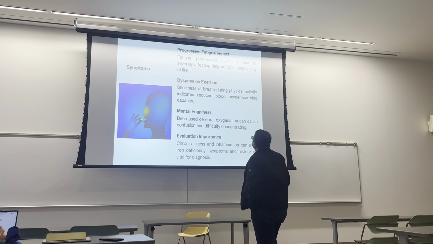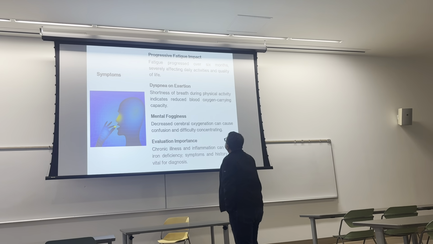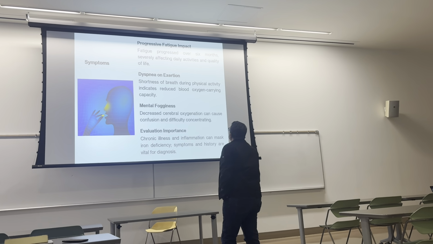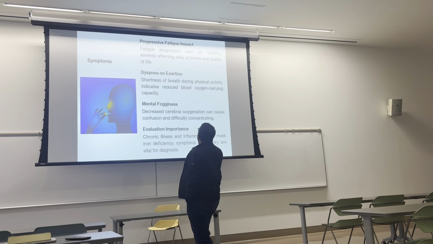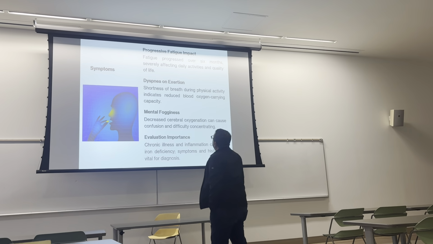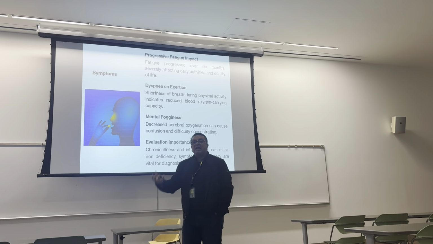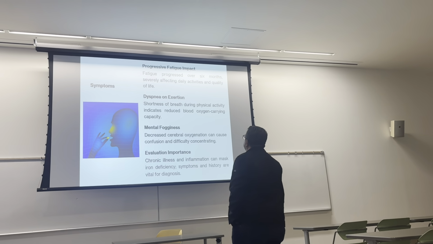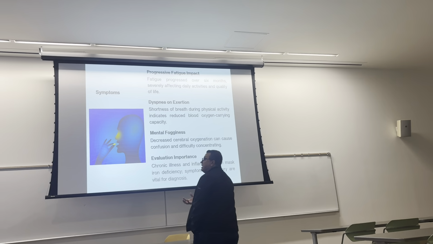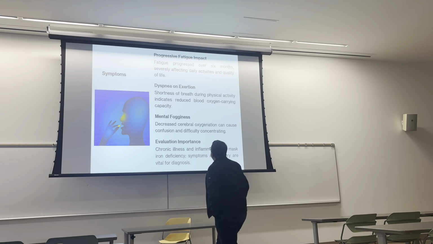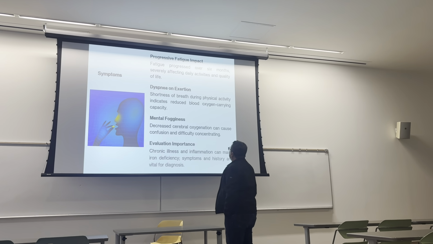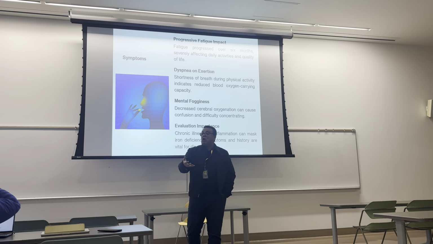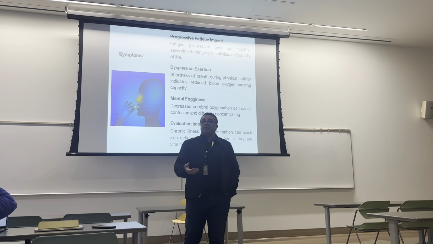So here we have the symptoms. Fatigue progressed over 6 months, severely affecting daily activities and quality of life. Shortness of breath with minimal physical activity. When he does a little physical activity, his breathing is very fast and short. Mental fogginess, from decreased cerebral oxygenation. Not much oxygen is carried to the brain.